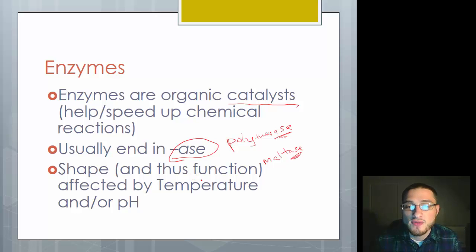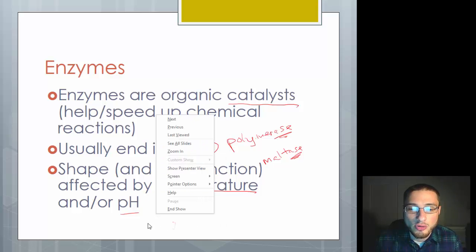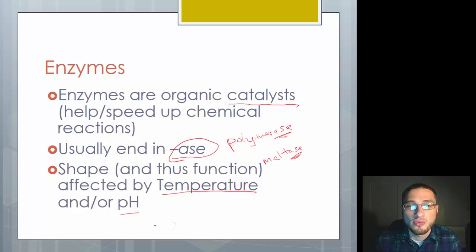The shape and function of an enzyme are affected by two major factors: temperature and pH. If the temperature is too high or too low, or the pH is too high or too low, it's going to denature the enzyme. When it denatures an enzyme, the enzyme will no longer be able to function the way it properly should.